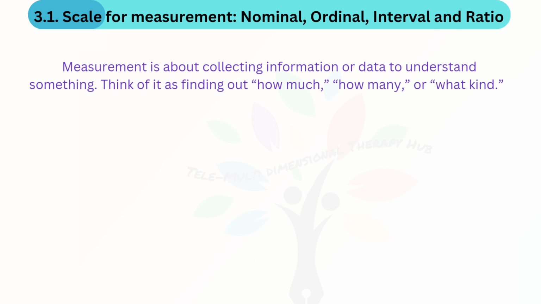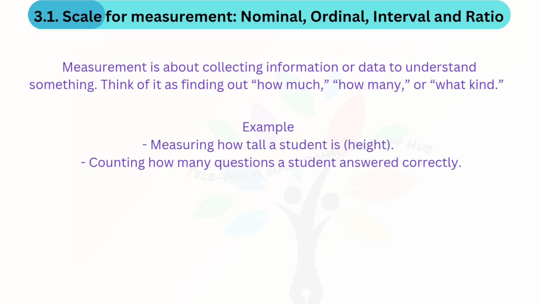So first, let's break it down by understanding the two words, scale and measurement. So what is measurement? Measurement is about collecting information or data to understand something. Think of it as finding out how much, how many, or what kind of data or information. For example, measuring how tall a student is, the height, or counting how many questions a student answered correctly. So it's like using a ruler or a stopwatch or even a checklist to gather information. It's a way of gathering information.